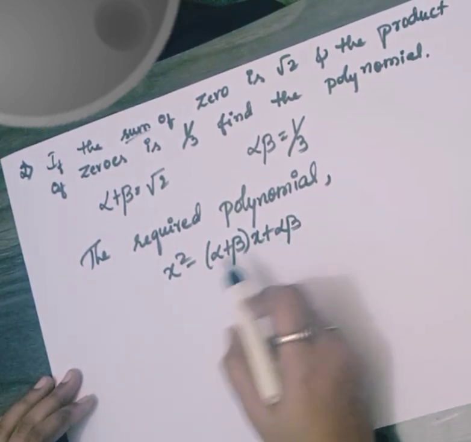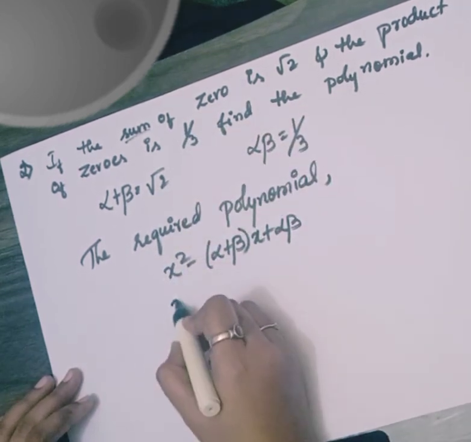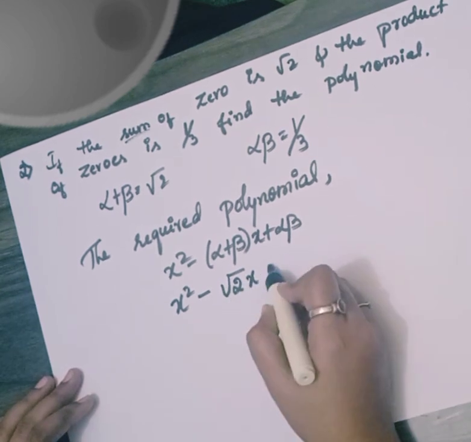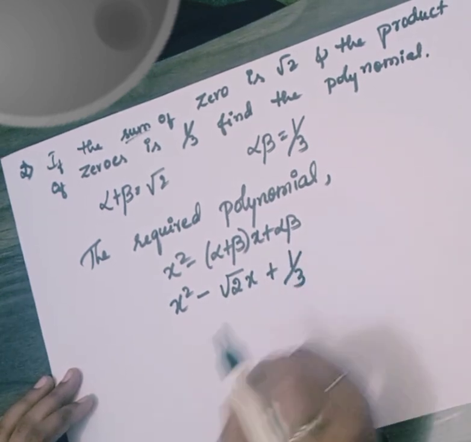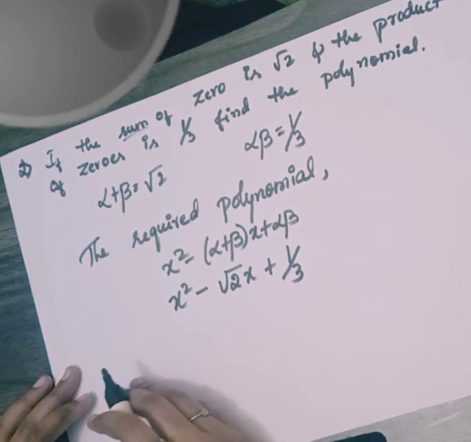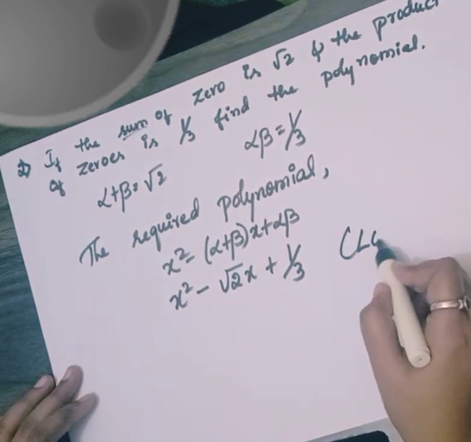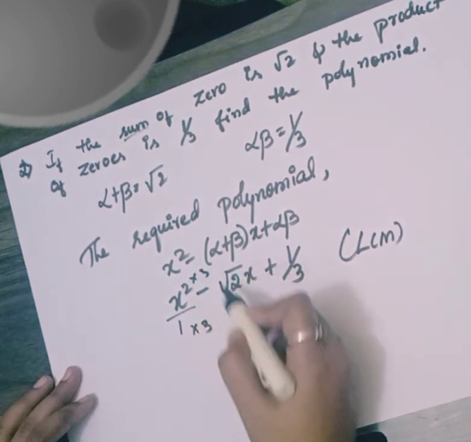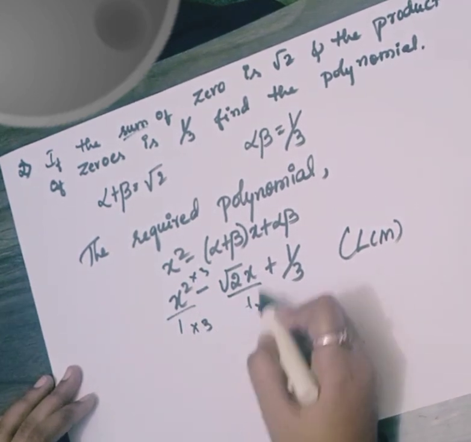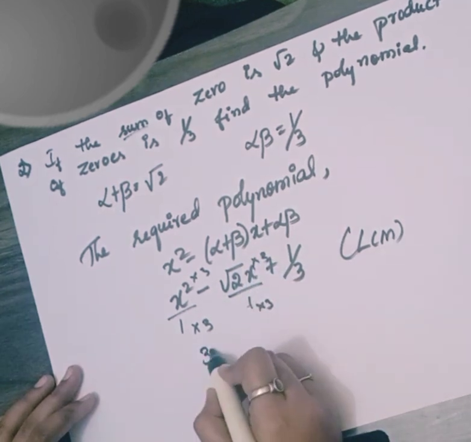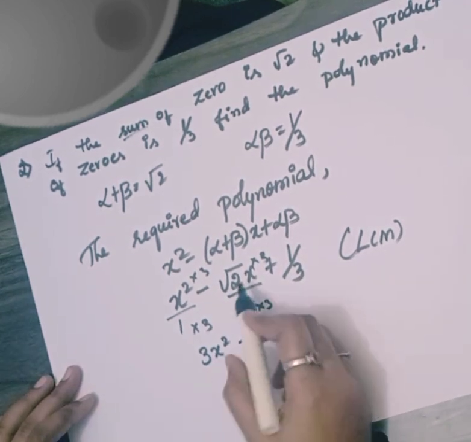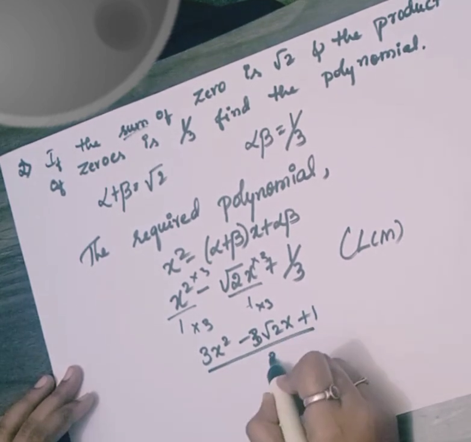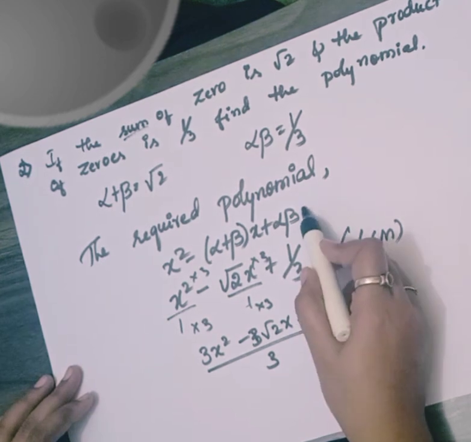You need to remember this. Now we will substitute the values. So that is x square minus root 2 x plus 1 by 3. Now I'll take the LCM. By taking LCM, I'll multiply by 3 everywhere. Then I'll get 3x square minus 3 root 2 x plus 1 divided by 3, equal to 0.